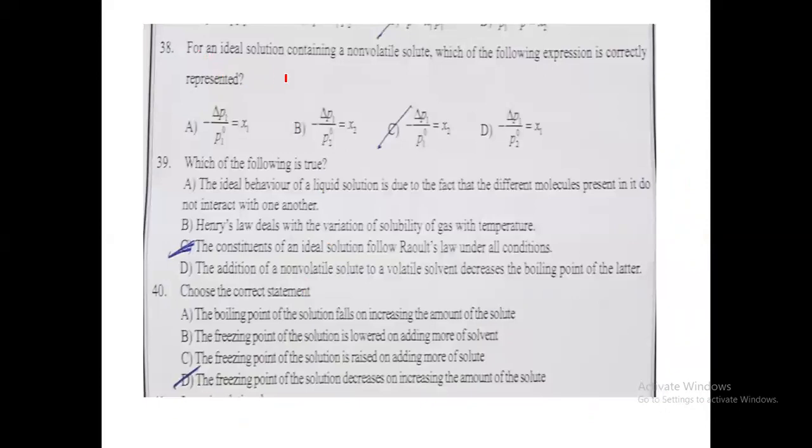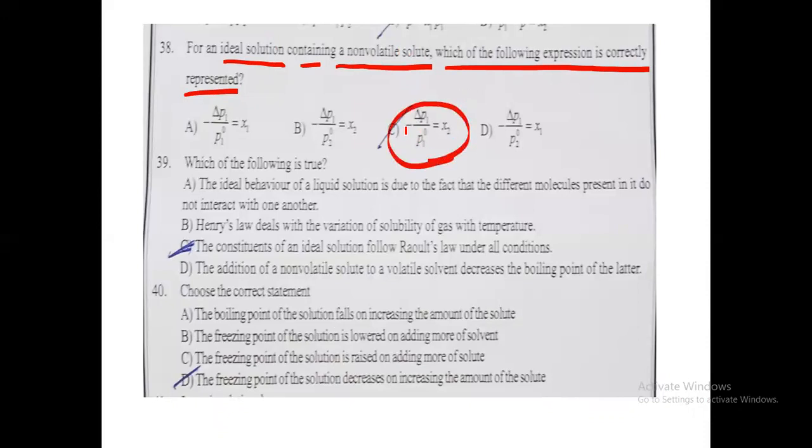Now see here. For an ideal solution containing a non-volatile solute, which of the following expressions is correctly represented? Non-volatile solute means solute is not volatile. Only solvent is volatile, remember. So RLVP, how to write? Tell me. Here minus means decrease, the decrease in LVP. Delta P1 is the change in vapor pressure, so lowering of vapor pressure, LVP.